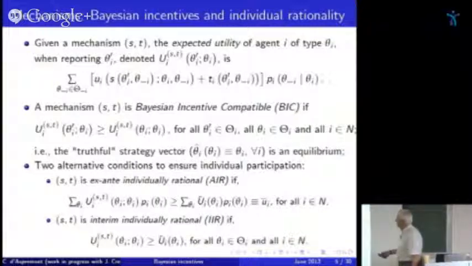We can write the expected utility of an agent given a mechanism, which I denote by U_i. It depends both on the true theta_i, his true type, and, since actions are just reports of types, the announced type theta_i prime. The main property in terms of incentives is Bayesian incentive compatibility. The mechanism is Bayesian incentive compatible if reporting the true state gives you a higher expected utility than lying. So the inequality should be reversed.